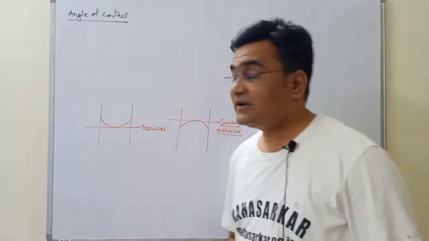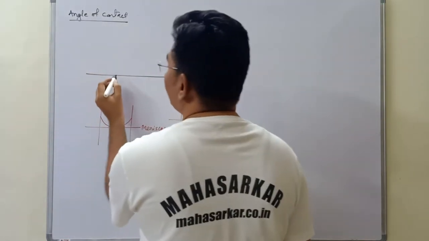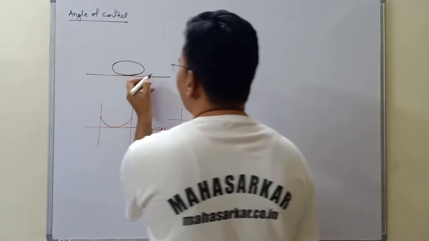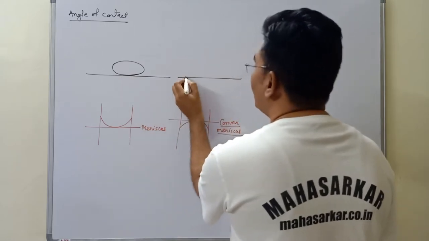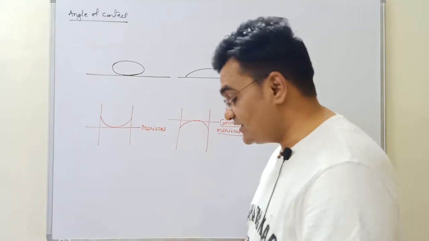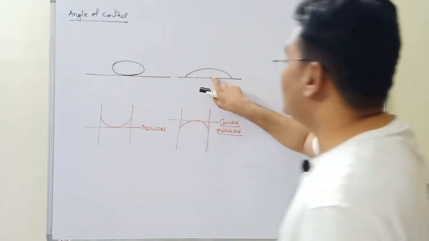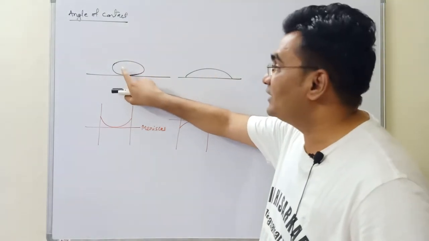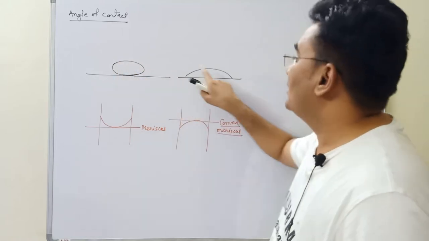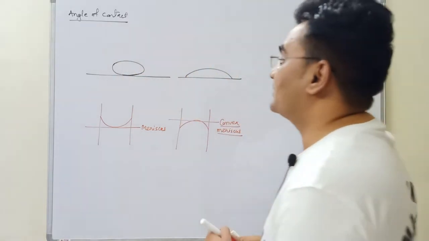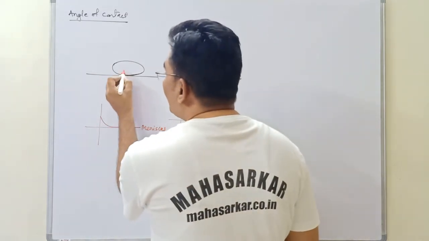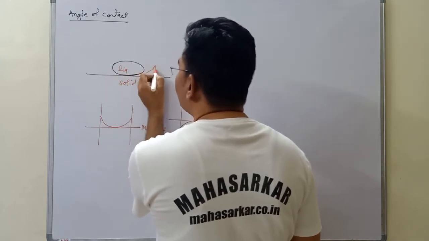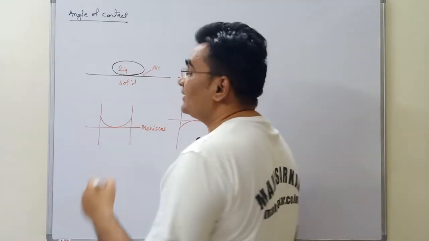Now, before learning angle of contact, suppose there is a flat surface on which a water drop is formed like this. Maybe like this or maybe like this. If water of sufficient density is there, then this shape will be formed. When a liquid of less density is there, it will form such a shape. Now, when I consider the point of contact between liquid, solid and air, how many forces are acting? This is very important.